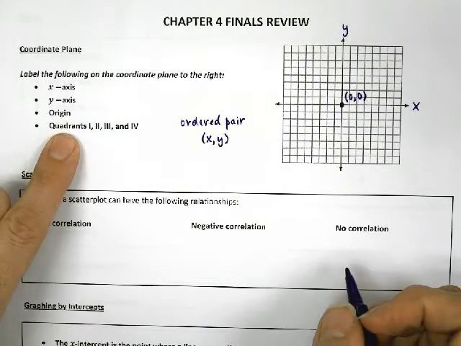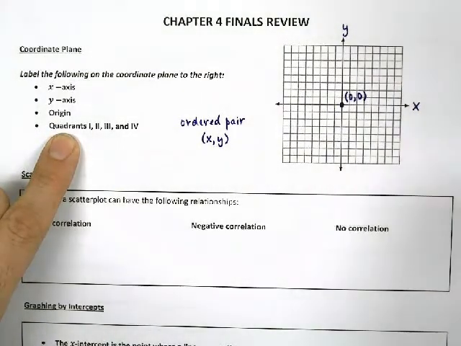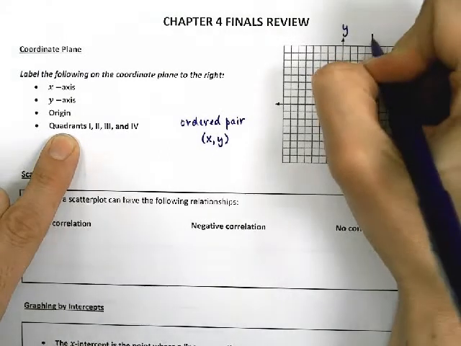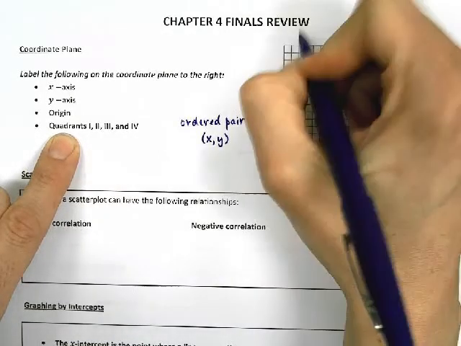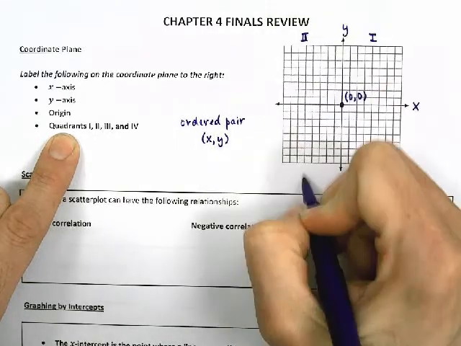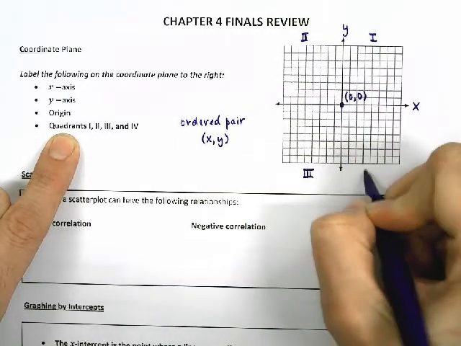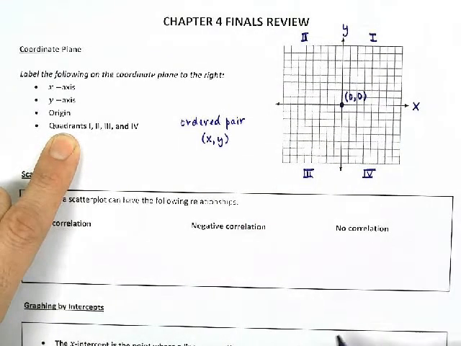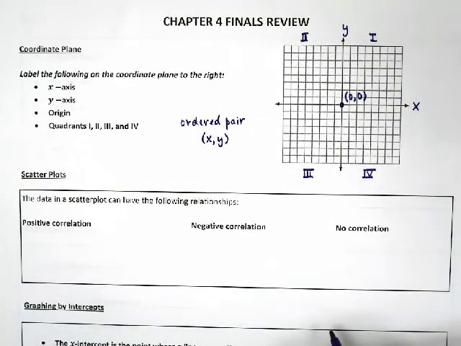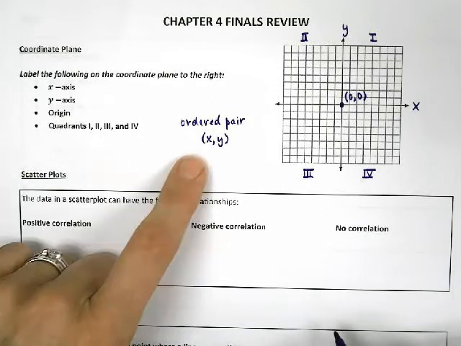The last thing for the coordinate plane is knowing what the quadrants are. So remember, we start up here, and then we go 1, 2, 3, and 4. And you'll have some questions where you need to know which quadrant is which. So that's some basics of the coordinate plane.